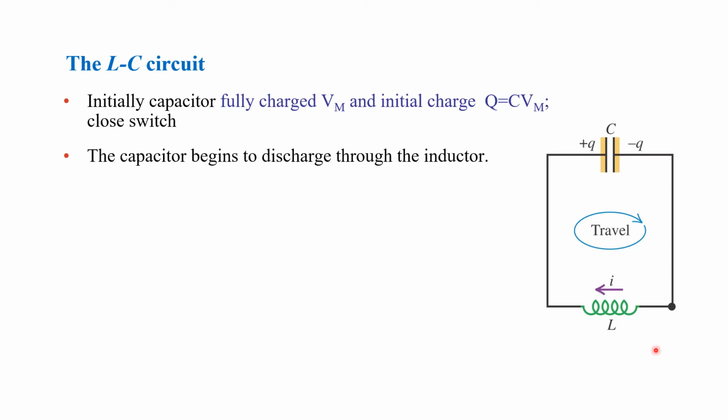Now let's take a look at this LC circuit here with this current I flowing in that direction. Initially, the capacitor is fully charged with a voltage Vm, and with an initial charge of Q equal to C times Vm. The moment your switch is closed, the capacitor begins to discharge through your inductor.